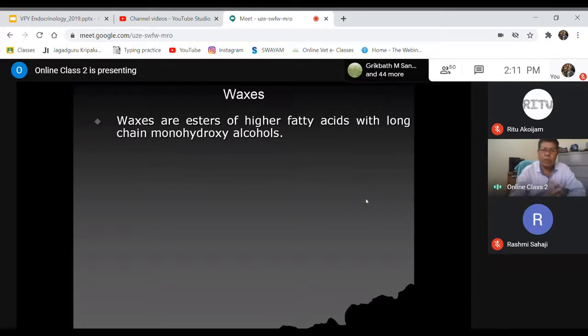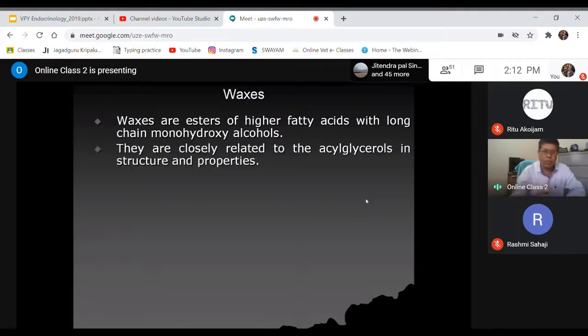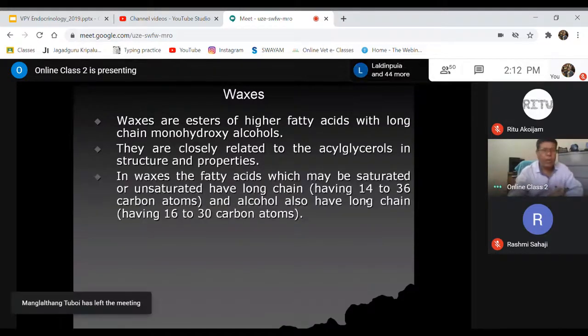Here that alcohol has a long hydrocarbon chain, and secondly, the fatty acid present is of long chain. In the case of oils and fats, it may be short chain fatty acids, but in the case of wax, it is a long chain fatty acid. Second is the difference in the type of alcohol. They are closely related to the acylglycerols, that is the oils and fats, in structure and properties. Because they are also simple lipids, they will have very similar properties to the acylglycerols.